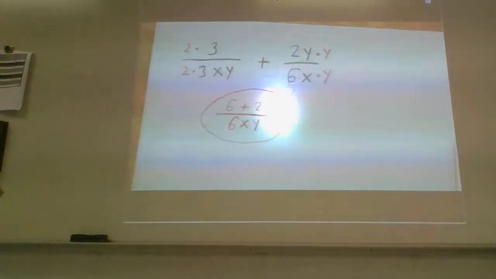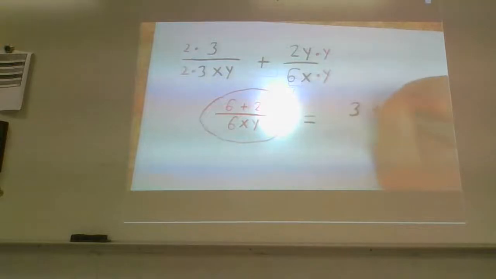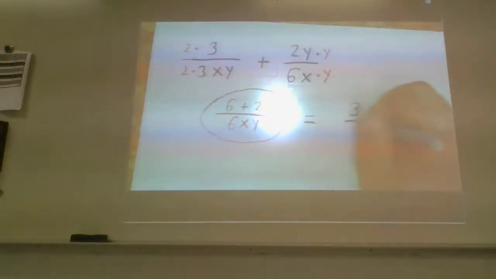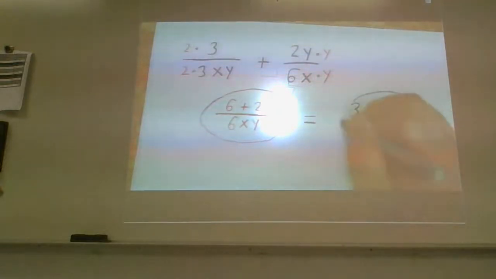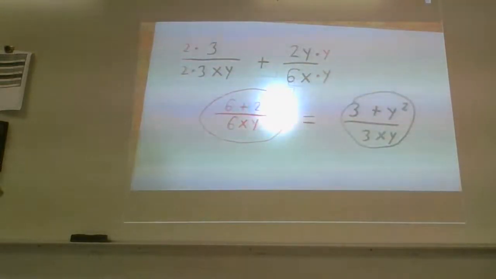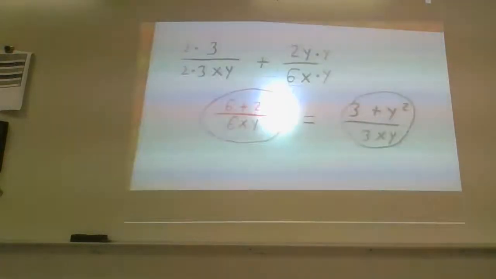Now, let me write the simplified answer, actually. The simplified answer, if I divided a 2 out of all of them, would end up looking like this. That would be the simplified answer to the problem, but that would not be the least common denominator of the original problem. It was a little bit of a trick, and I can see why a lot of people would have ended up picking 3xy, because that would have been the simplified answer.